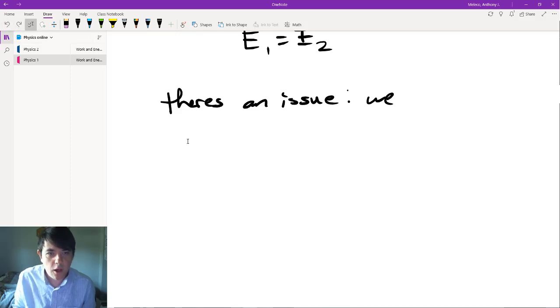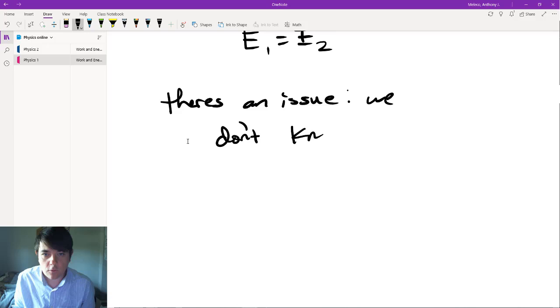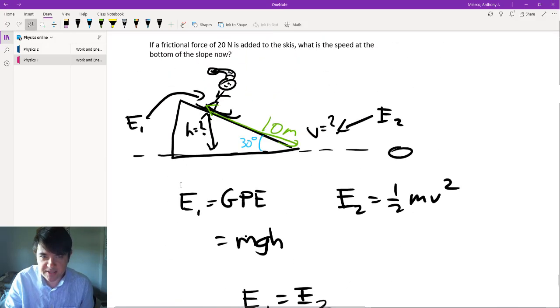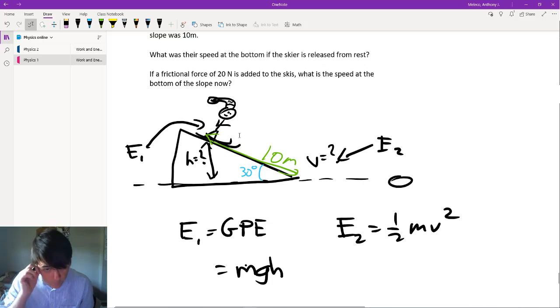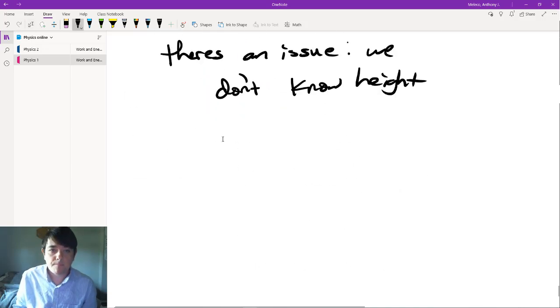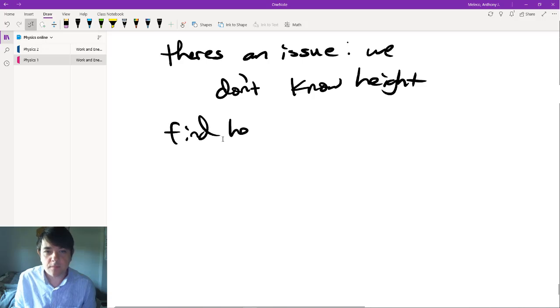So there's a little wrench in our plans, right? They threw a wrench in our plans. We don't know height. But we do know two things that can help us get it: the angle and the distance that he travels. So if you notice, angle, distance, opposite side, this is forming a triangle for us, right? So if we can do sine, sine is opposite over hypotenuse. So we find height.